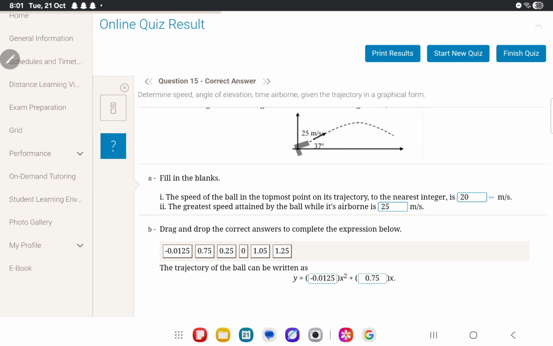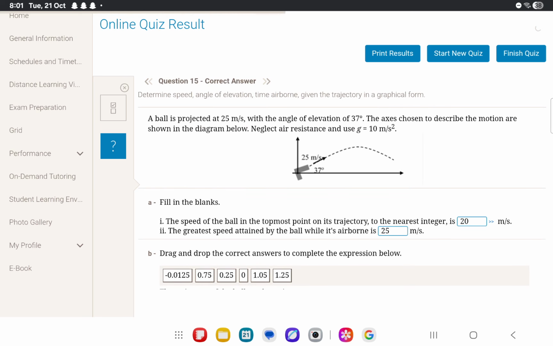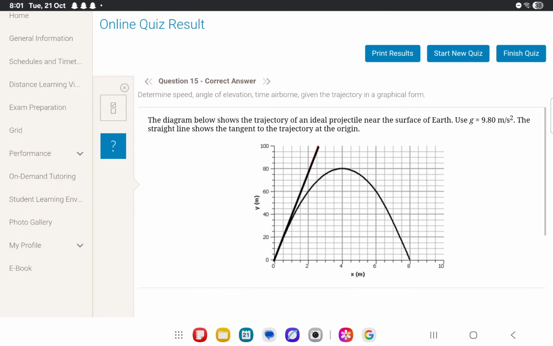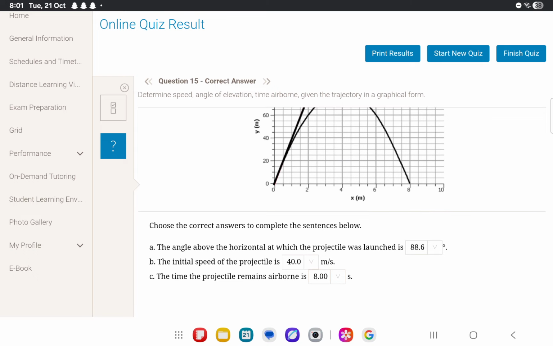If question 15 decides to load, by the grace of God, I'll unpause it when it loads. Oh, perfect, it loaded at this time. Okay, for this, it's a bit annoying, but it's very easily done.